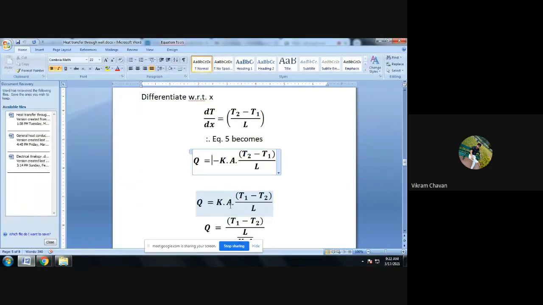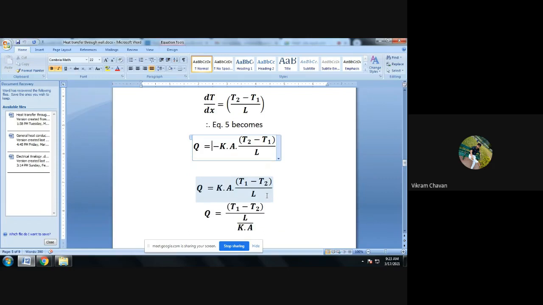Q is equal to k multiplied by A multiplied by (T1 minus T2) divided by L. So what has changed? We have just absorbed the negative sign inside the bracket, so T1 becomes plus T1, and plus T2 becomes minus T2. We have just rearranged the bracket quantities as T1 minus T2.